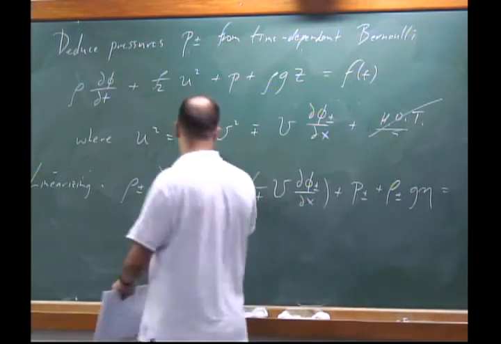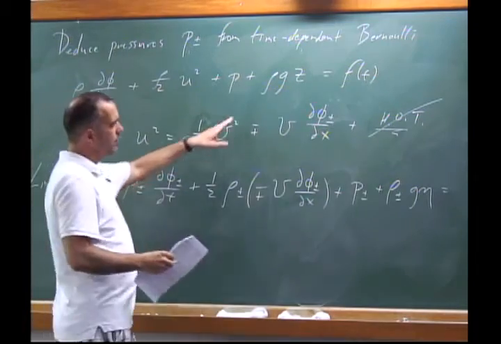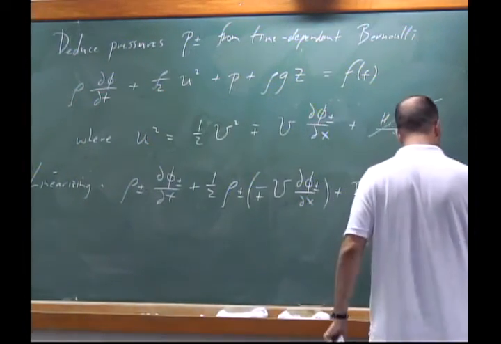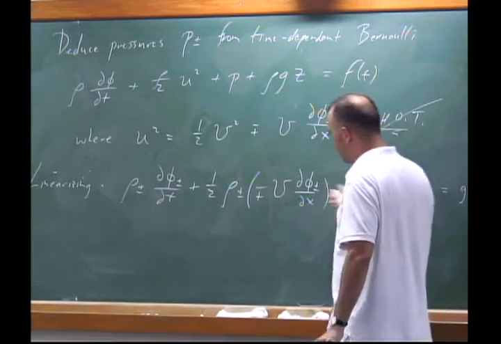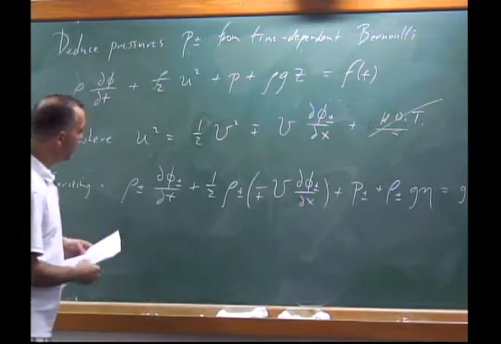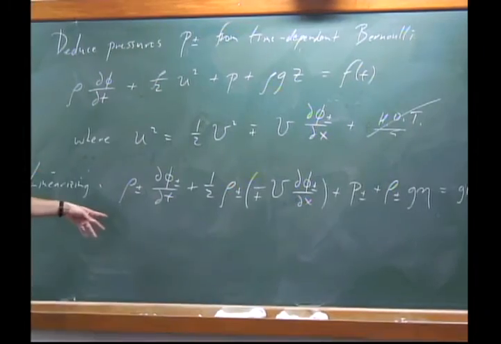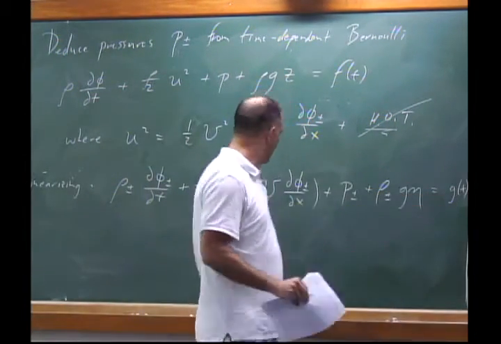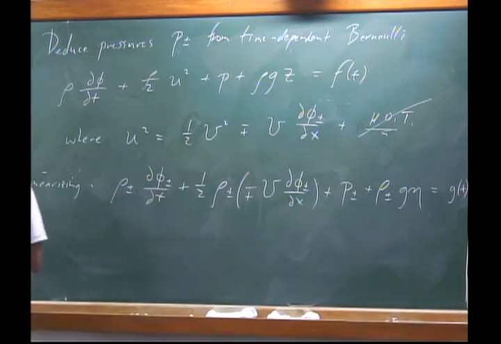Okay, so this is just a constant, so we can pull this over and throw it in with our f of t, and so we can call this, say, g of t. The point is, this is true above and below the interface, so we're going to subtract one from the other, so the form of this doesn't matter. Okay? Okay, so we subtract one from the other, and we get the following.